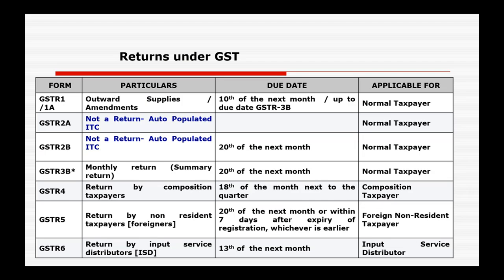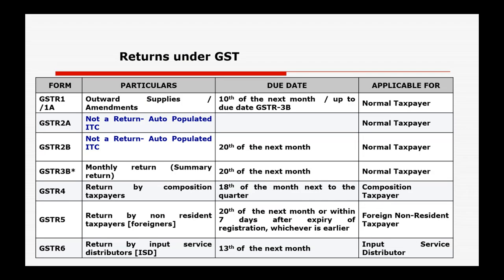It is a summary return where all the details of transactions are given: what is the taxable turnover, what is the exempted turnover, what is the nil rated turnover, what is your non-GST turnover, what is the inward services or goods on which you are going to pay the tax, and all has been calculated. And what is the ITC you availed, what is the ITC you utilized, input tax credit, everything will be incorporated in the GST 3B, and it will show how much tax you have to pay.